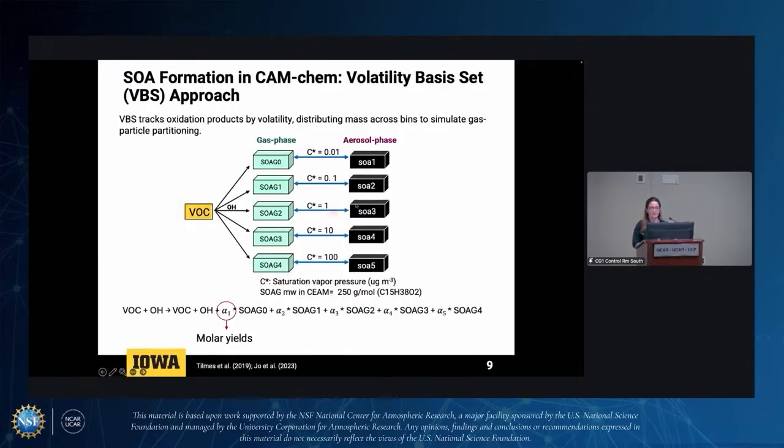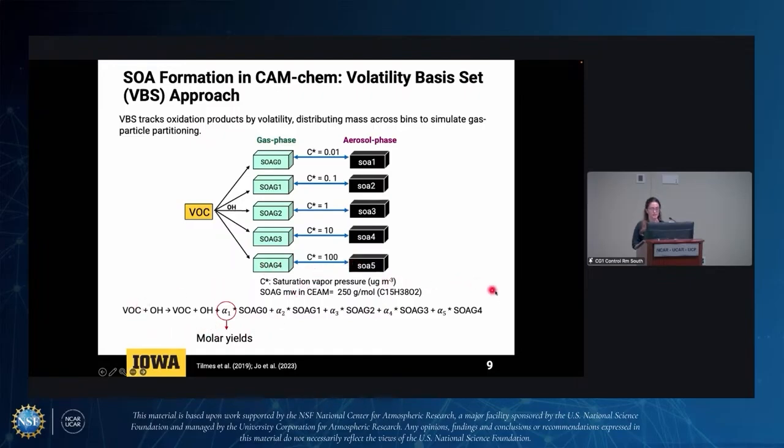So the SOA formation in CAM-Chem is based on the volatility basis set scheme. The VBS tracks the VOC oxidation product by its volatility, distributing the product in 5 volatility bins that can further partition to the aerosol phase. The first bin is the least volatile, with the most probability to partition to the aerosol phase, and the last bin is the highly volatile oxidation product with less potential for aerosol formation.